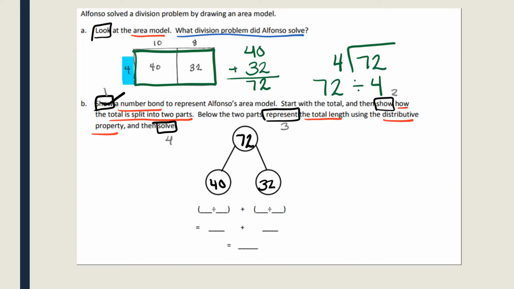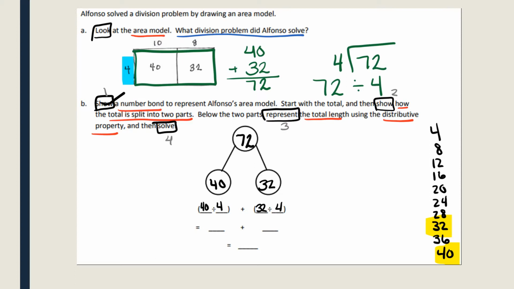And one of the ways we can find these numbers is writing our 4s out on the side of our paper. 4, 8, 12, 16, 20, 24, 28, 32, 36, 40. 40 and 32 are on our list. Okay, so now all we have to do is divide 40 and 32 by 4. So there's our first step. We have 40 divided by 4 and 32 divided by 4.